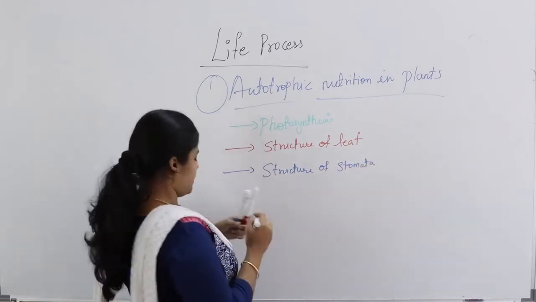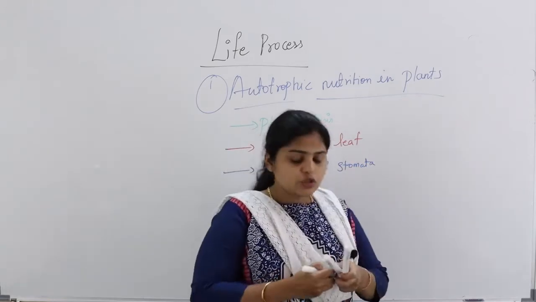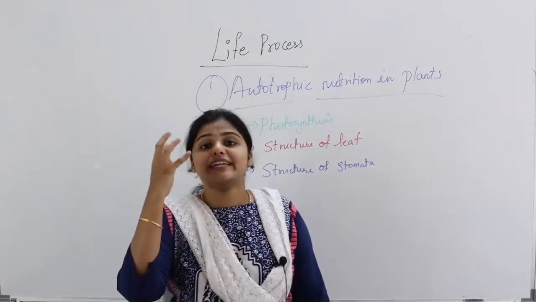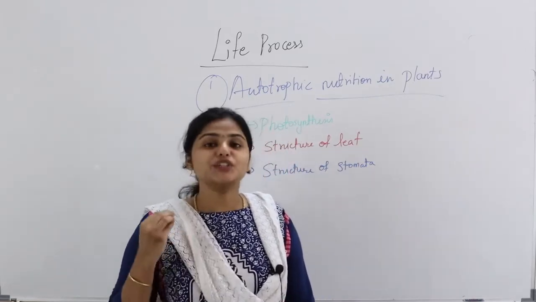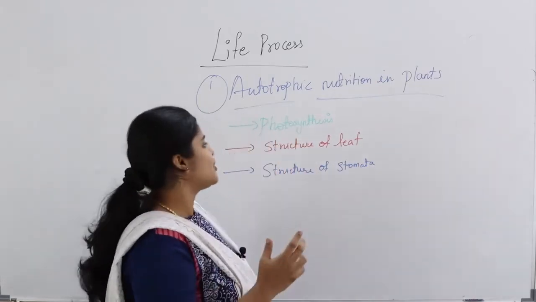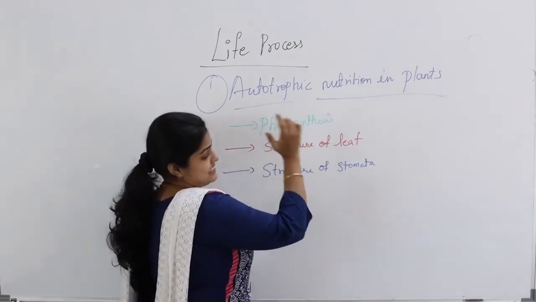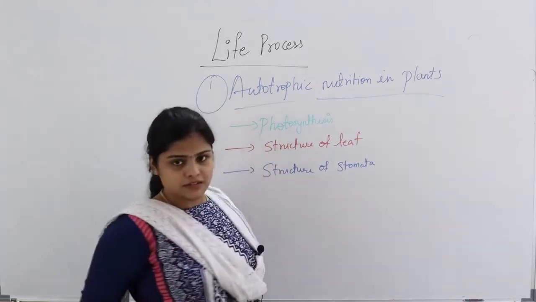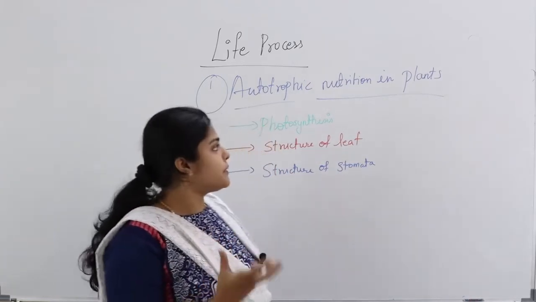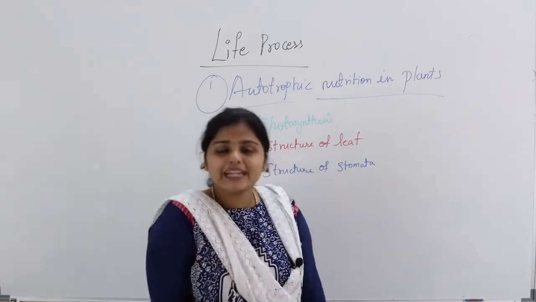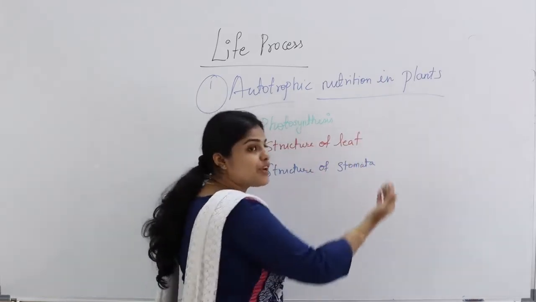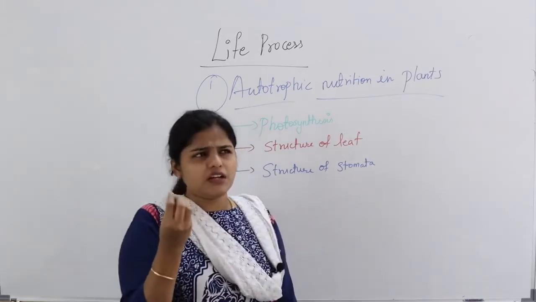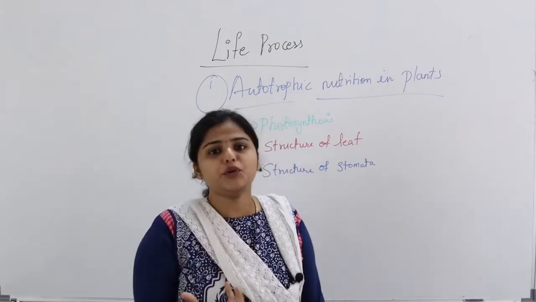Okay, so when I talk about autotrophic nutrition in plants, there are three important concepts which I should know. First is photosynthesis, second is structure of leaf, and third is structure of stomata. So what exactly autotrophic nutrition in plants is, we'll get to know by learning these three processes.